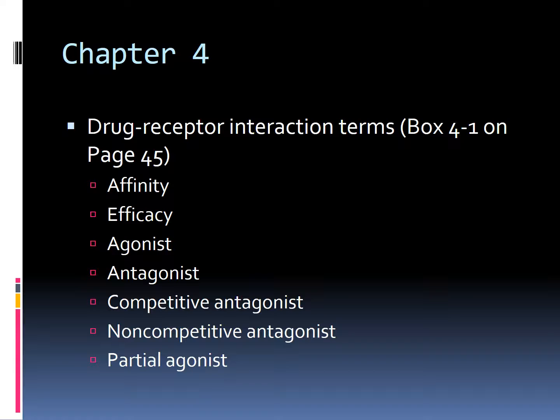Box 4-1 on page 45 sums up all of these key terms: affinity, efficacy, agonist, antagonist, competitive antagonist, non-competitive antagonist, and partial agonist. I would suggest that you do look over this box. It does summarize the main points in this section.